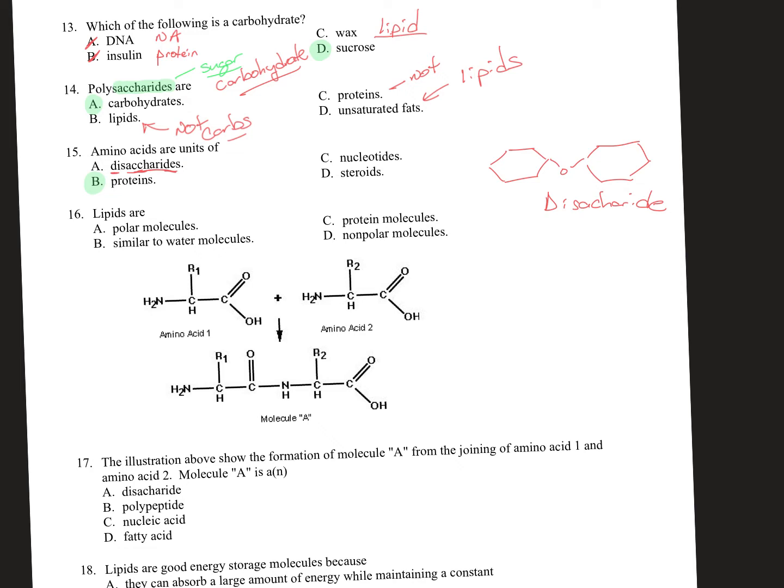So, okay, proteins are not carbohydrates. Proteins are made of amino acids. So disaccharides are carbs, carbohydrates. Nucleotides are nucleic acids. They're the monomer of nucleic acids. Steroids are forms of lipids.